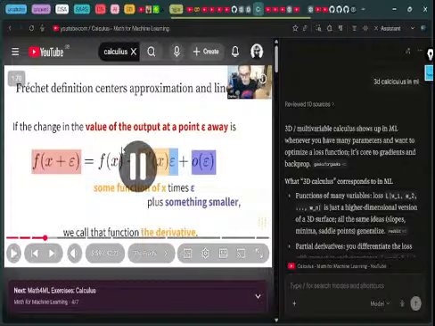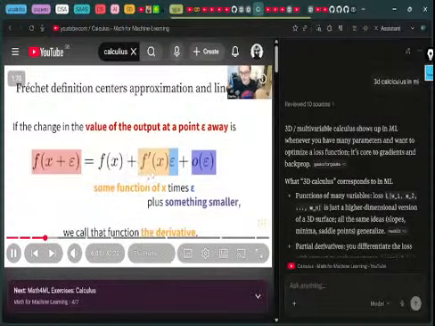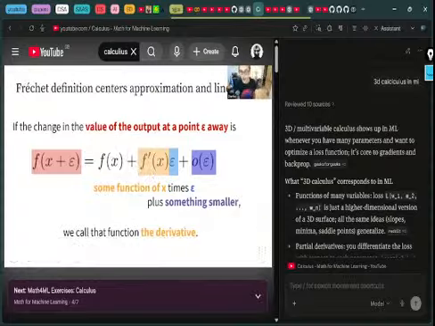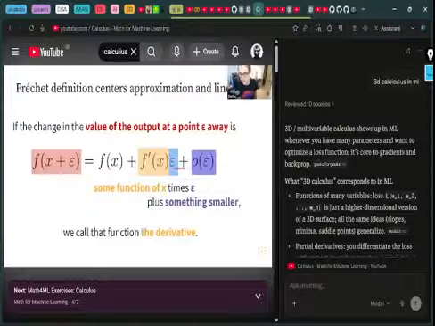So this is setting our baseline, plus some function of x, we can do whatever we want, times epsilon. So now we're multiplying these two things together, and then plus something smaller. For now, just think of little o of epsilon as meaning this thing is really small, at least smaller than epsilon. Then we call that function f prime the derivative.